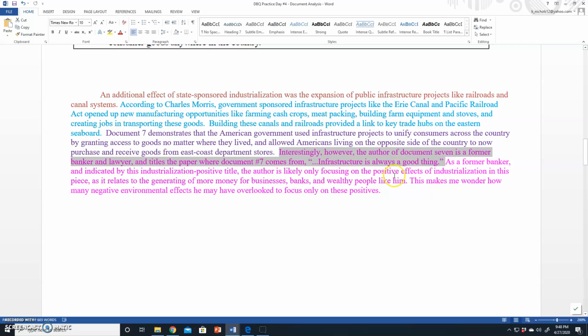If I was going to write about purpose, I would say, interestingly, however, the reason the author of document 7 is doing these things, and so on. If I was going to do a historical situation, I would say, interestingly, the time period in which the author is writing this document. Now I'm giving historical situation. And if I'm doing audience, I would say, interestingly, however, the audience for whom the author is talking to, and then explain that a little bit. So there's different ways you can do it. I chose point of view.